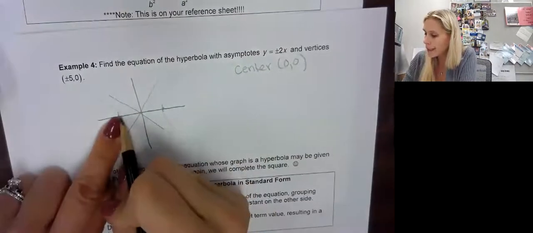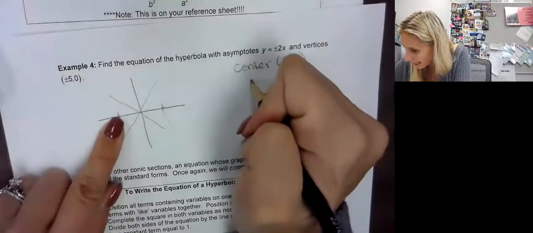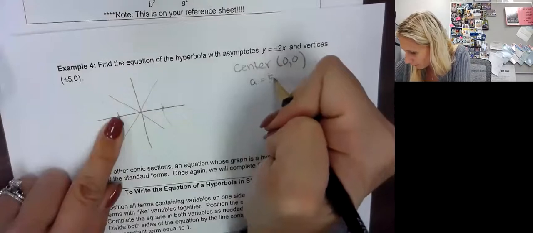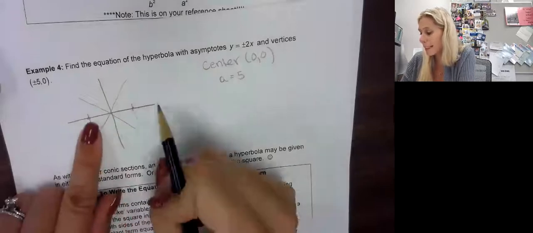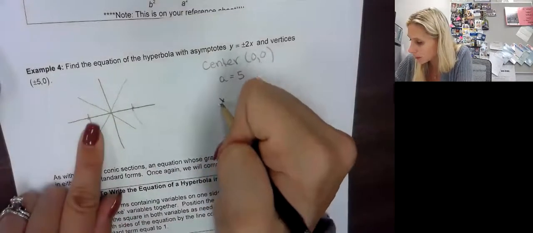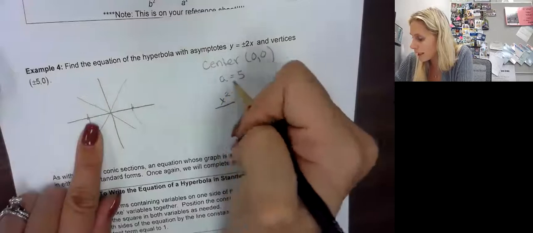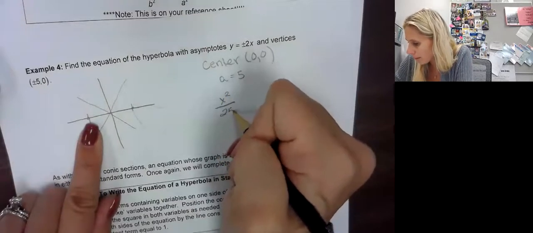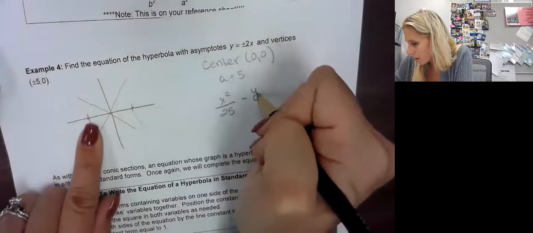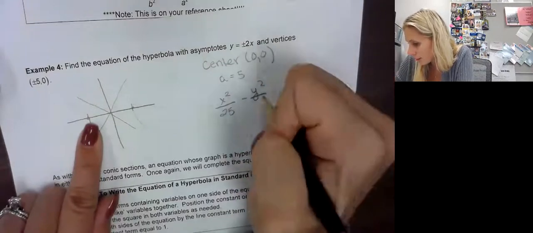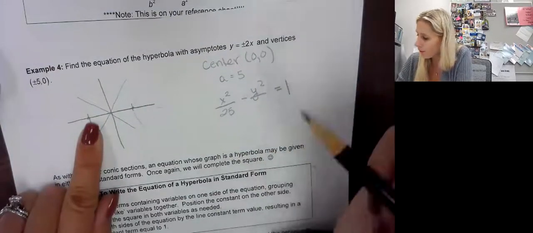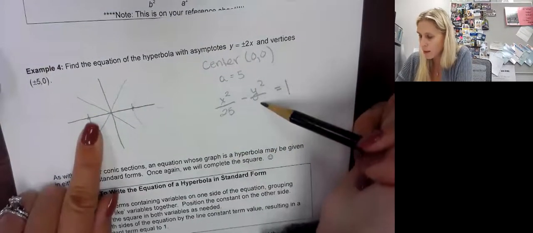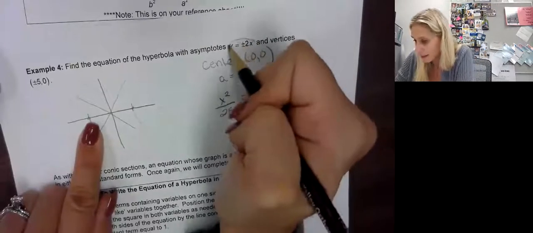Okay, well, it's horizontal. That means A is the value of 5. All right, let's start setting this up. It's horizontal, so we know it's x squared first. We already know A is 5, so this is going to be over 25 minus y squared all over whatever B is equals 1. Okay, how do we find B here? What helps us find B? This does.